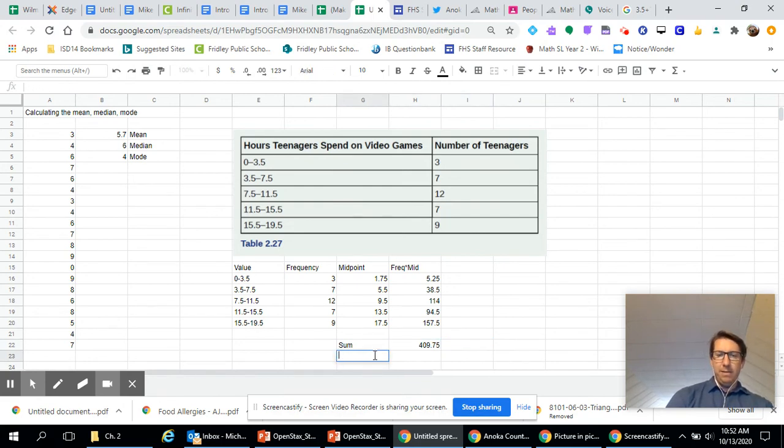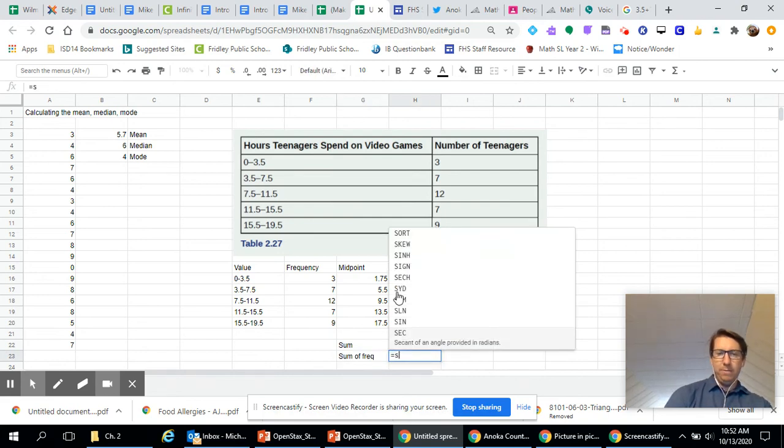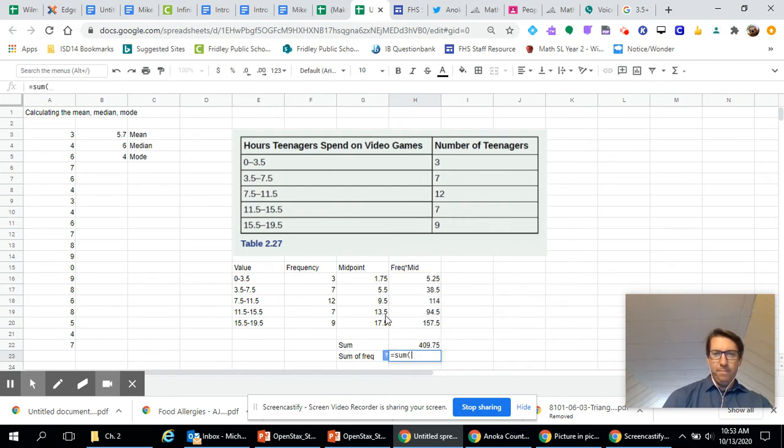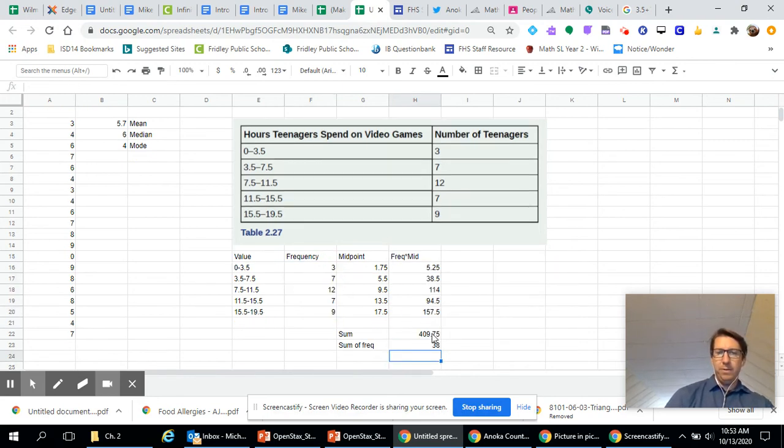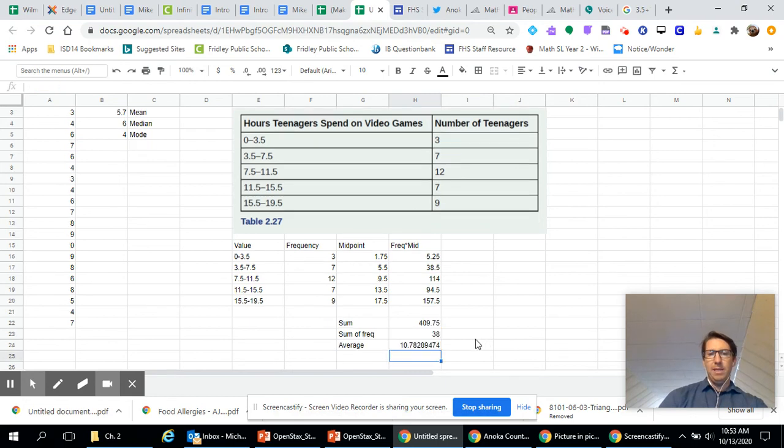Next, I want to find out how many pieces of data there are, so the sum of frequency, equals sum. Add up all those numbers. So there we go. The total is 409. And so I can take this total divided by the total number of numbers. It calculates my average for me, 10.78. So super slick, and that's how we find the average on a frequency table with a range of data.